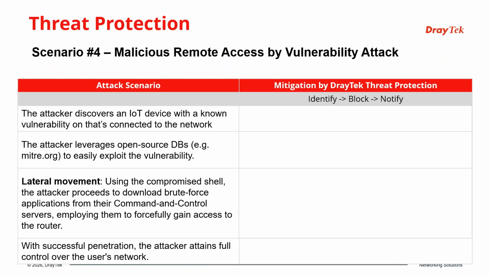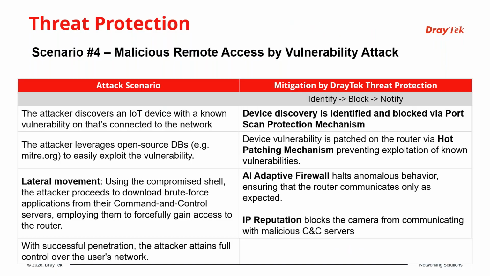So if an attacker discovers an IoT device with a known vulnerability connected to the network, it could then leverage an attack using open source databases that can list some of the vulnerabilities and how to exploit them. And then once it's been compromised, it could use lateral movement to get remote shell access, and then from that, download some applications from the command and control server to then employ them to attack maybe the router locally or other devices.